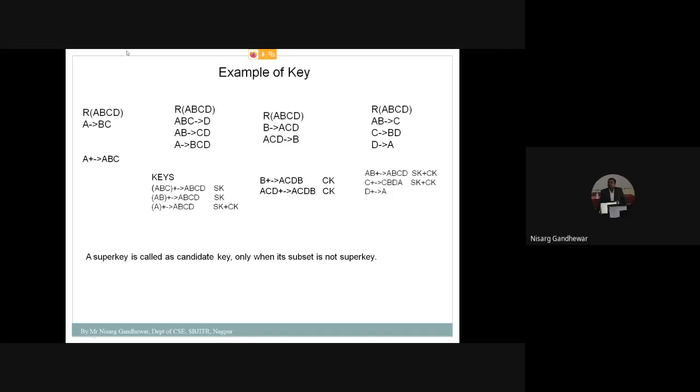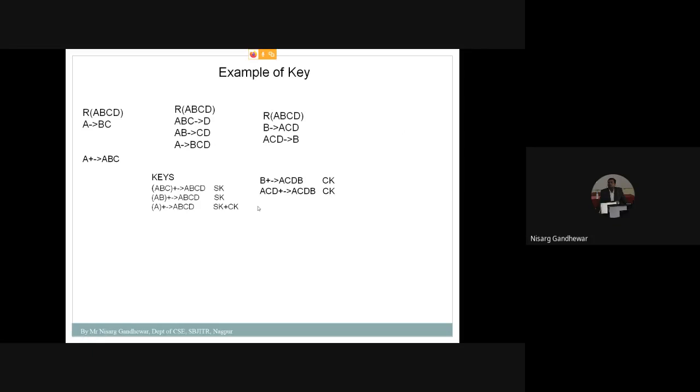See, this is the relation given to you. R(A, B, C, D), and these two dependencies are given to you: B gives ACD and ACD gives B. So again, we need to find the super key. First of all, we find the super key, then we'll find the candidate key.